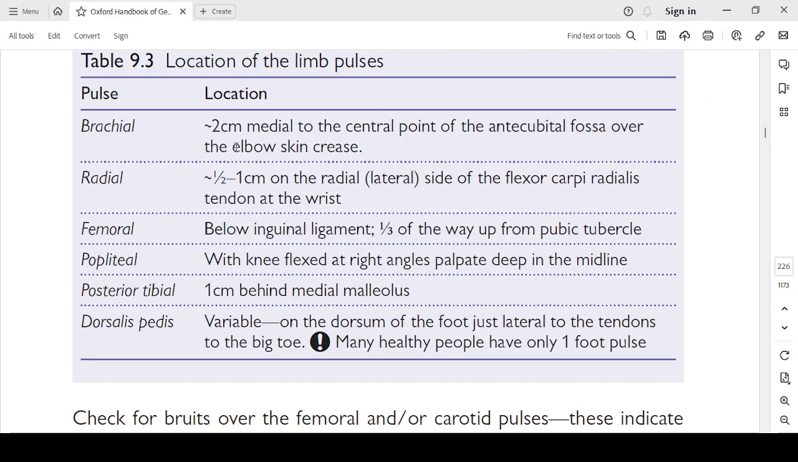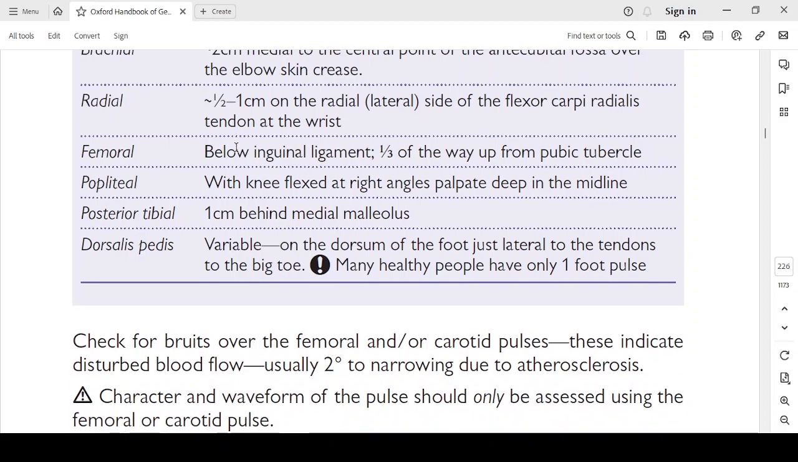Popliteal pulse: with the knee flexed at right angles, palpate deep in the midline. Posterior tibial pulse: 1 centimeter behind the medial malleolus. Dorsalis pedis pulse: variable, on the dorsum of the foot just lateral to the tendons to the big toe. Many people have only one foot pulse.